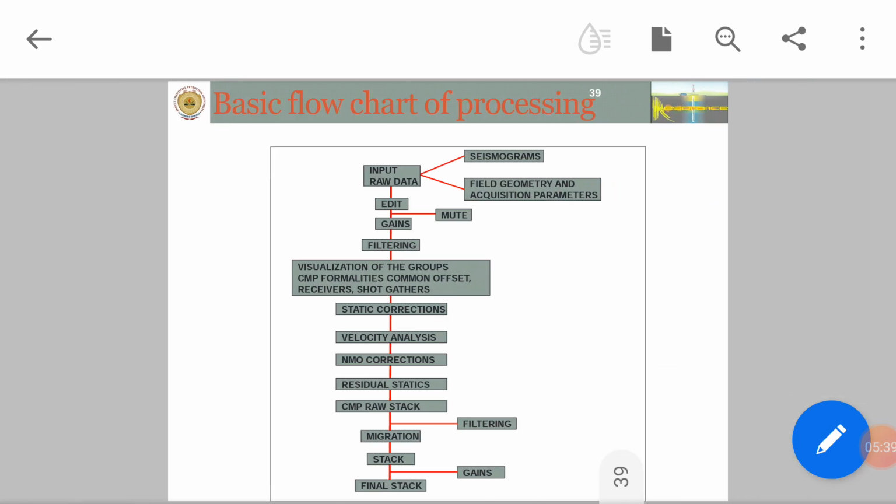This is the basic flowchart of processing. We have the input raw data, which is the seismic data. We add field geometries and acquisition parameters. Then we edit the data.